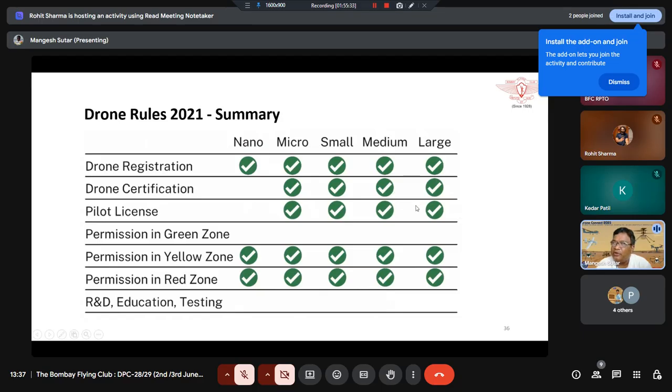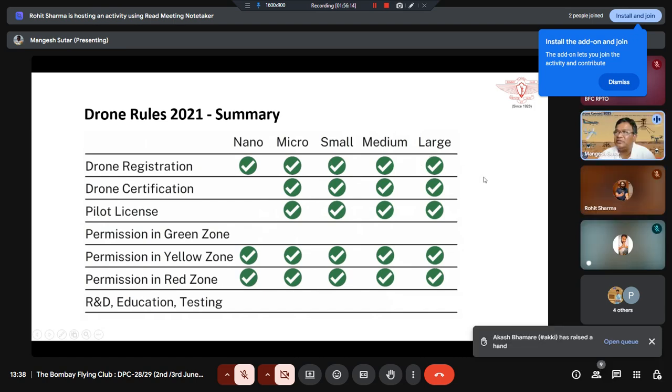As of now, RPTOs are only authorized to give you small and medium. We had made an application to DGCA for authorizing us to give the micro class license also, and we are awaiting that authorization. Once we have that, we can do training for micro as well as give you the license for micro. We have applied for medium also. Currently we do not have medium; it is in the approval stage. Maybe by July we should get the medium also. People who are interested in upgrading their license from small to medium can get a license from Bombay Flying Club once we have the authorization.